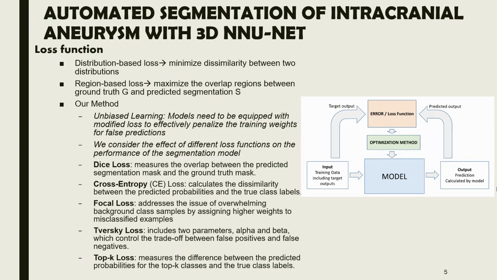As you know, the loss function is one of the most important sections of a deep learning model, which gives different points of view for capturing different parts of the image. Generally, we have distribution-based and region-based losses. However, in this task, we try to combine different distribution and region-based loss functions together and see the results. Here, we use Dice, cross entropy, focal loss, Tversky loss, and top-K loss. Some of these loss functions are general loss functions. Some of them are totally dedicated to the imbalanced data problem.